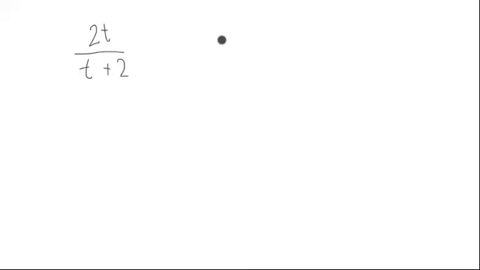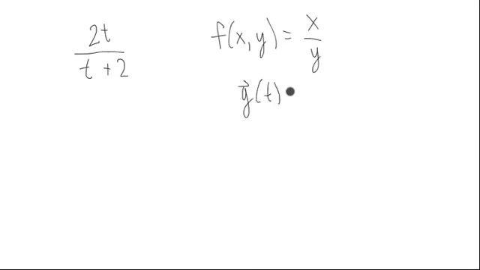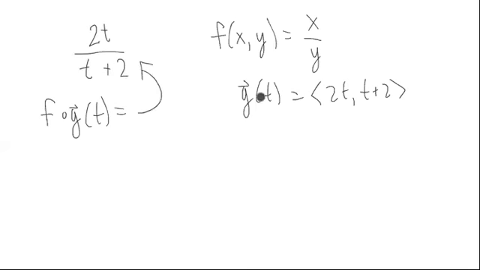So we could think of a function f(x, y) as being x over y. We could also think about a vector function g(t) as being 2t and t plus 2. Then this is just a composition of two functions. F of g is going to be equal to that. When we plug these into there, we get out that. So that means the derivative of this is simply the derivative of f times the derivative of g.